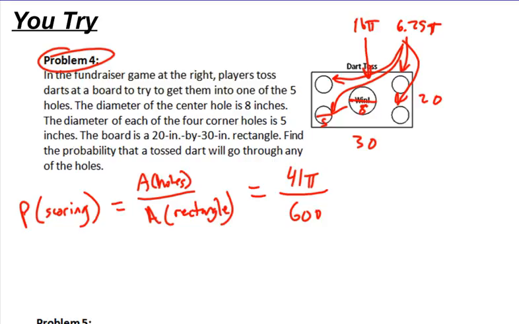We're going to use the calculator to find that now. So I got the 41 pi would be about 128.8, over 600 would get me 0.21. Very similar to the last one, but 21% of the time we get it in a hole, assuming that the entire thing has the same chance of landing on or in. All right.